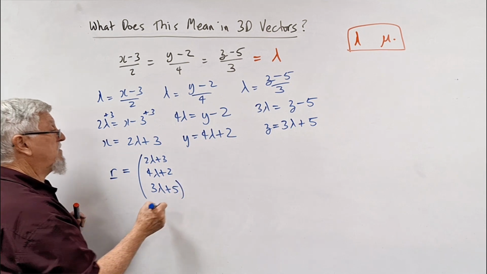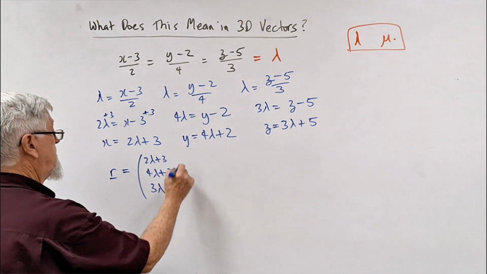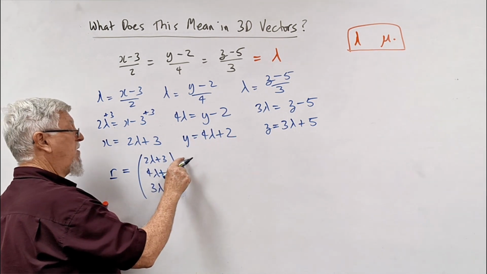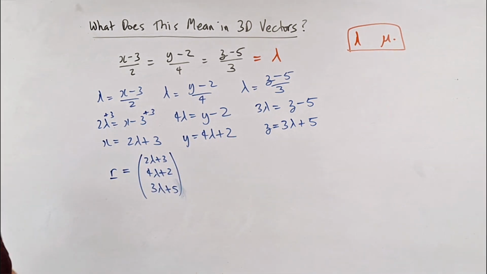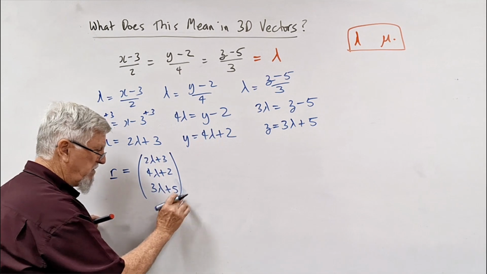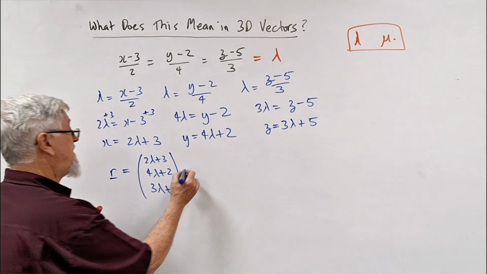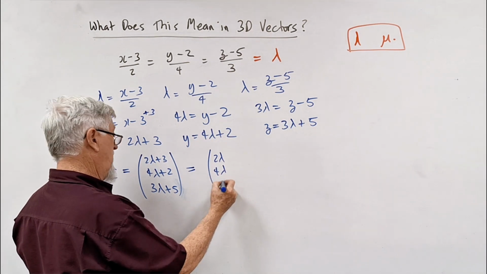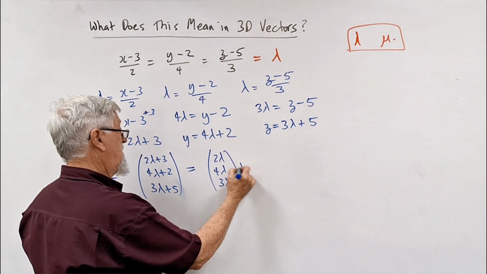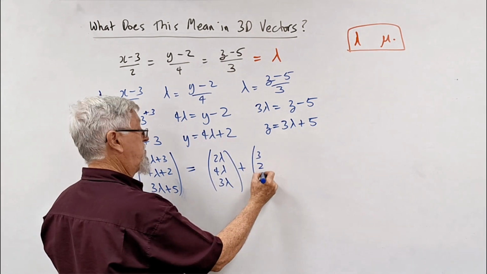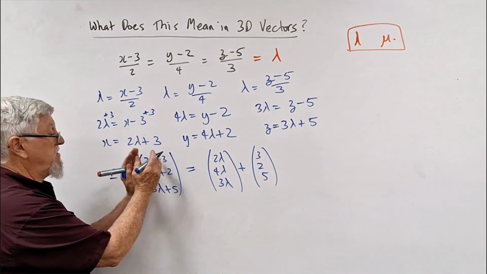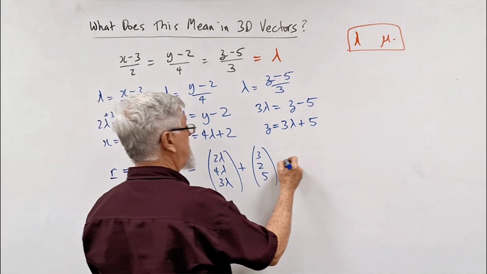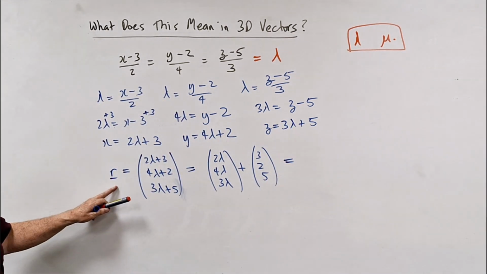Now, if I wanted to, I could write that as all that with i, all that with j, and all that with k. But this column matrix idea makes it a lot easier. Now, if I separate that out, I've got 2 lambda, 4 lambda and 3 lambda, and I've got a 3, 2, and 5. So I'm separating those terms out into the linear terms of this vector.